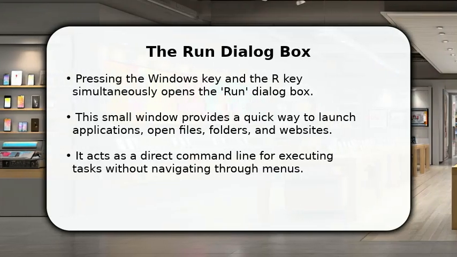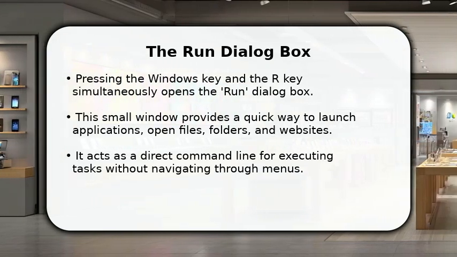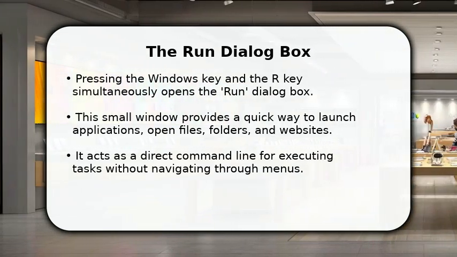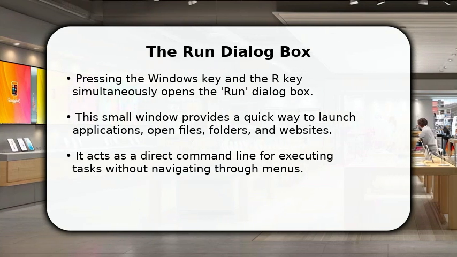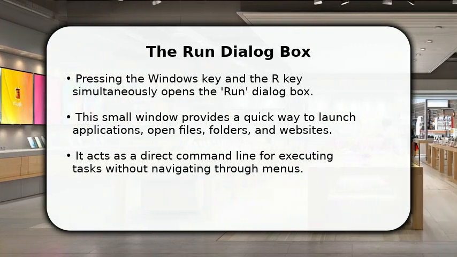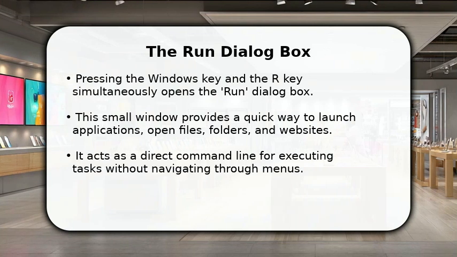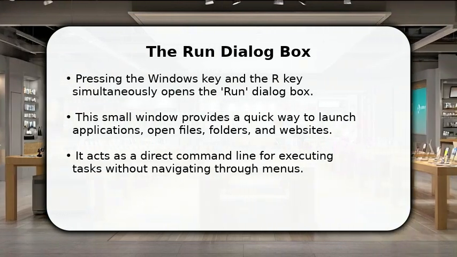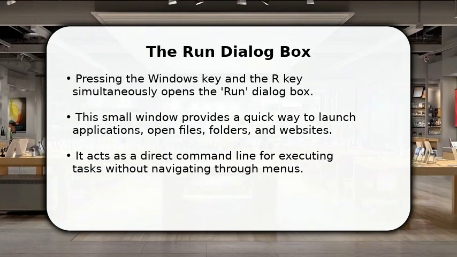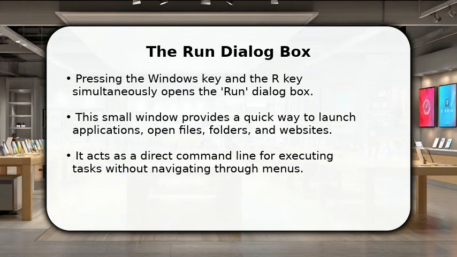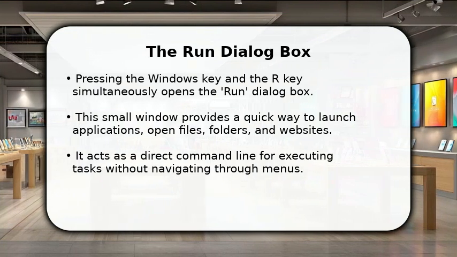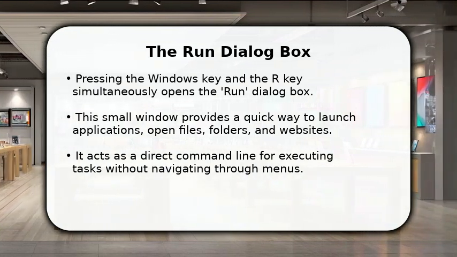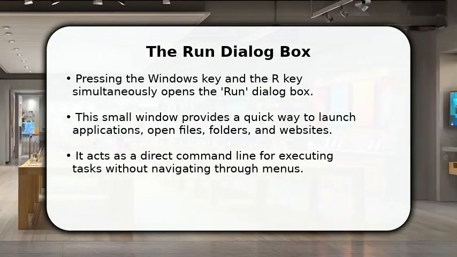In this video, I will explain what happens when you press the Windows and R keys. This powerful keyboard shortcut instantly opens the Run dialog box, a small but mighty tool in Windows. It provides a quick way to launch applications, open files, folders, and even websites by simply typing their names or paths. It's designed for speed and direct access, bypassing the need to navigate through menus or desktop icons.